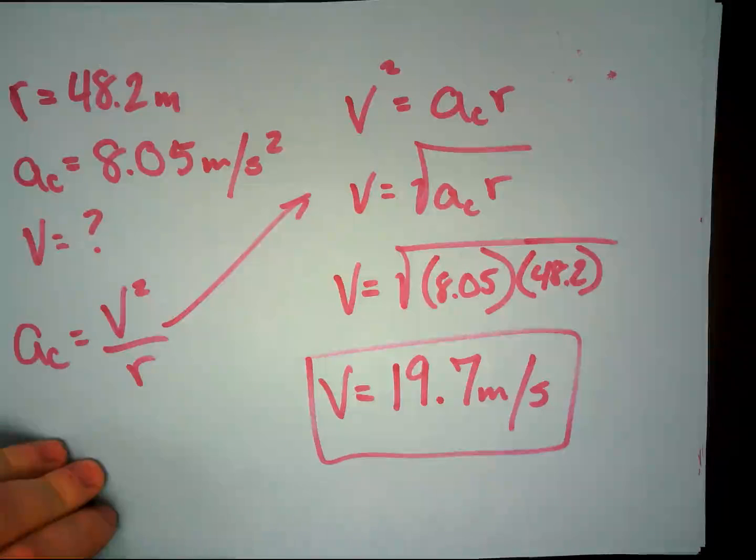So our answer here simply would just be 19.7 meters per second. Okay, so now we're getting into 3 and 4, which is going to give you practice with the period equation and also the frequency equation when it comes to centripetal acceleration. So we'll see which one we're going to have to use here in Check Your Understanding number 3.